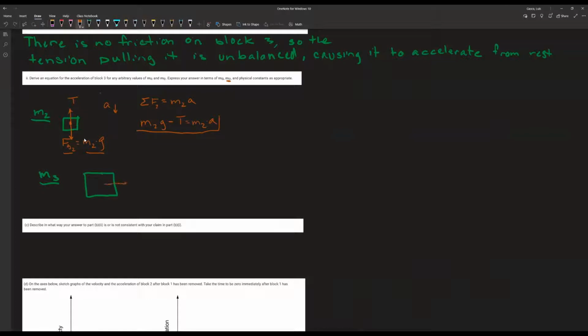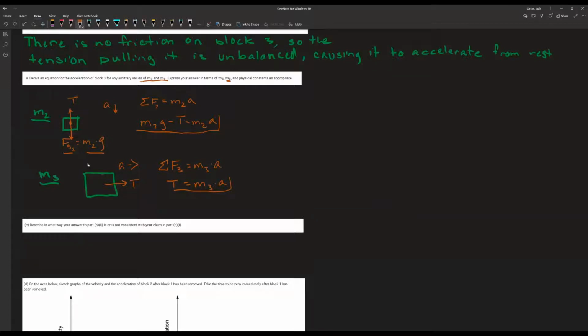So this block is just going to have the tension, and it's going to accelerate in that direction, to the right. And when we do Newton's second law, the sum of the forces acting on block 3 is equal to the mass of block 3 times its acceleration. We only have one force acting on it, the tension: T equals m3 times a. And so here we have two equations, and we need to get the acceleration of block 3 in terms of these quantities here.